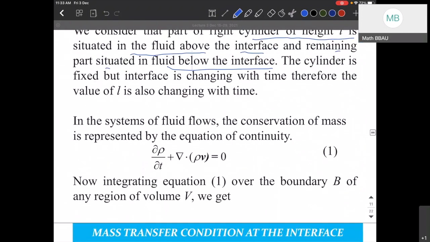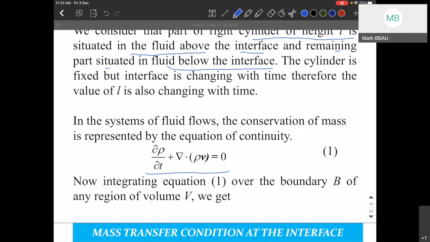Now, as we are considering the mass transfer condition, we must have the conservation of mass, that is known as the equation of continuity, and given by del rho by del t plus divergence of rho v. V represents the velocity and rho is the density of the fluid. Remember, this is the generalized equation. So this mass transfer condition will be valid for Newtonian fluid, non-Newtonian fluid, and for incompressible and compressible fluids.